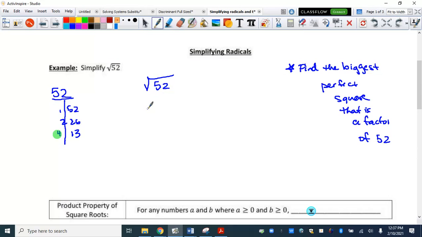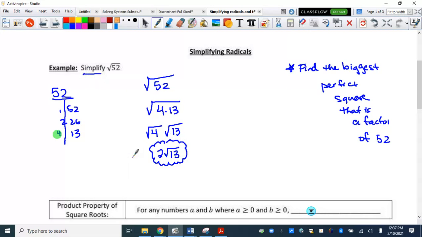So I'm going to rewrite it as 4 times 13, and then we're allowed to break up a product like this. I'm going to make it radical 4 times radical 13. And the square root of 4 is 2. So 2 radical 13 is my answer. Okay?